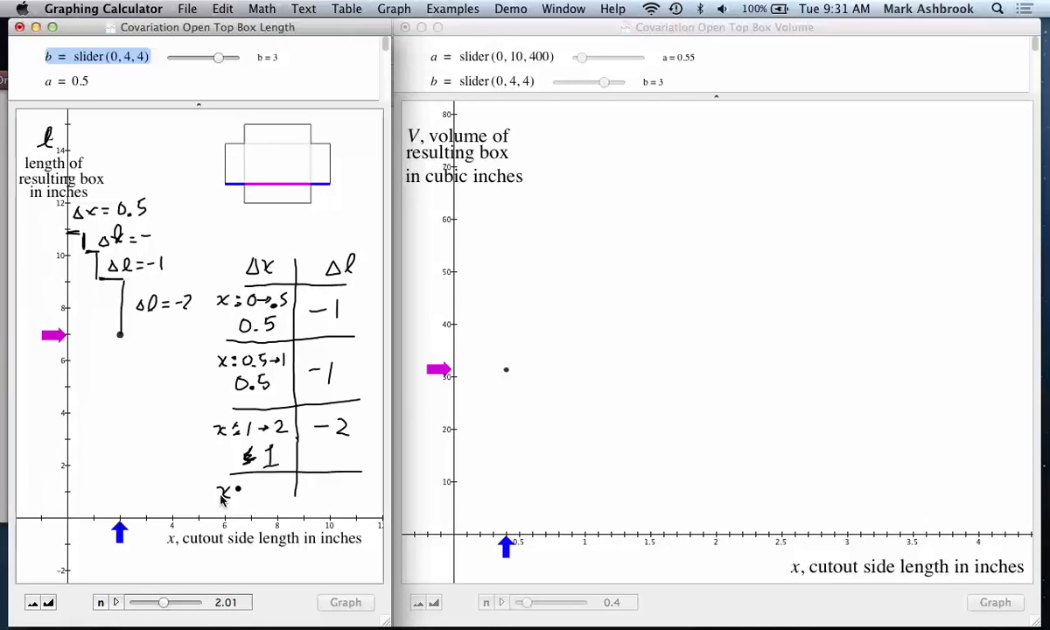Okay, finally, I'll do one more time. I'm going to go x this time from 2 to 3.5. Okay, so predict what's going to happen. So now I'm going to increase the square cutout side length, starting at, it's now at 2. I'm going to increase it to 3.5. What's going to happen to the change in length? Go, talk to the person next to you.